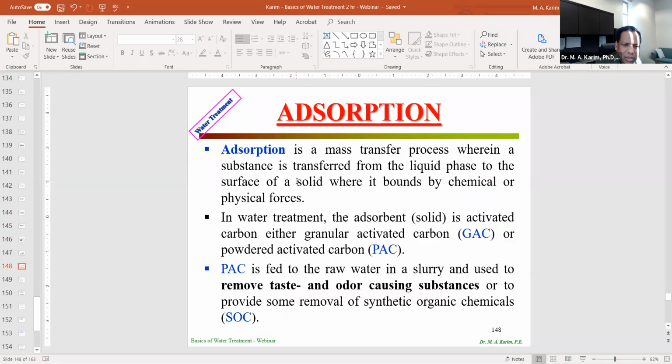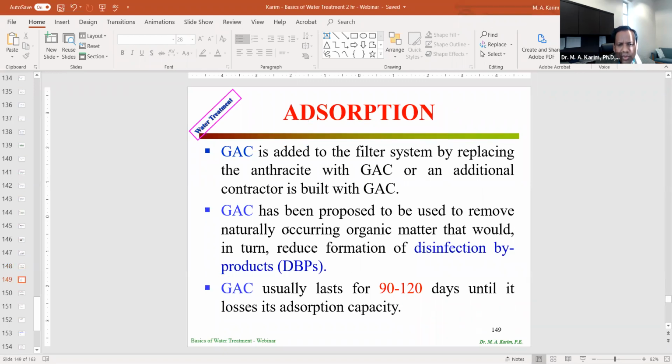Adsorption is another process, by adsorbing different materials or ions with the carbon. Then it's called the adsorption process. It's a surface phenomenon. There are two ways to do it, granular activated carbon and powdered activated carbon. There are more descriptions over here.